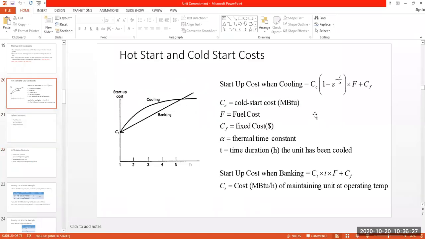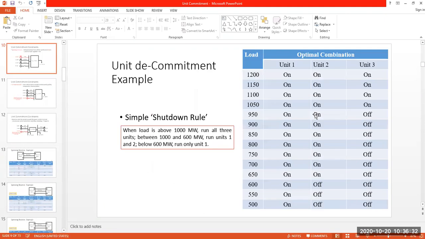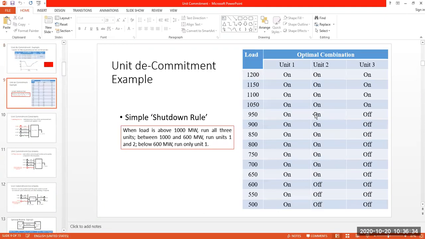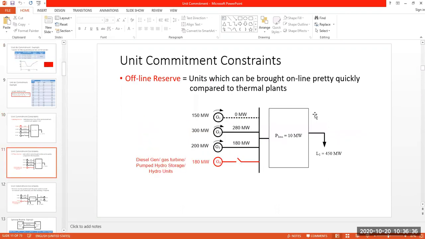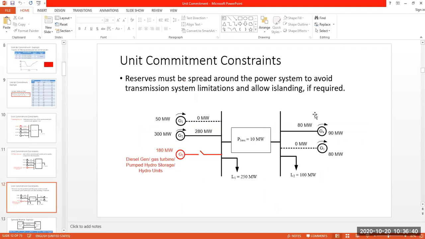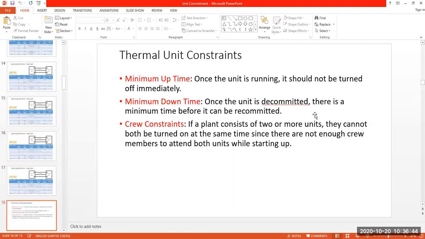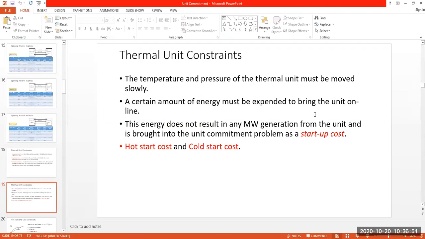Okay, so among the constraints we discussed, specifically the thermal constraints, the spinning reserve constraints associated with the spinning reserve, then the offline reserve, then the other thermal constraints we talked about are the minimum uptime, the minimum downtime, and the crew constraints. And then we also talked about the costs associated with the starting of the units. Okay, the hot start cost and the cold start cost.